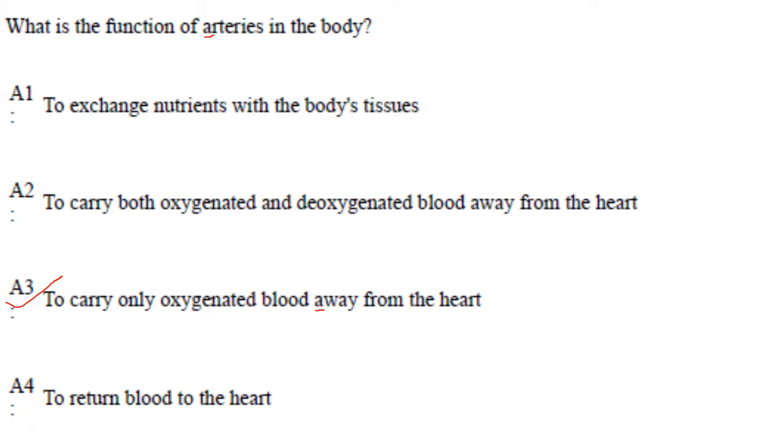So remember, arteries start with the alphabet A and away from the heart also starts with A. So arteries, A. Away from the heart, A. So when you see arteries, remember it is oxygenated blood away from the heart. But the exception is for pulmonary arteries and pulmonary veins. That is, the reverse is the correct one for pulmonary arteries and pulmonary veins.